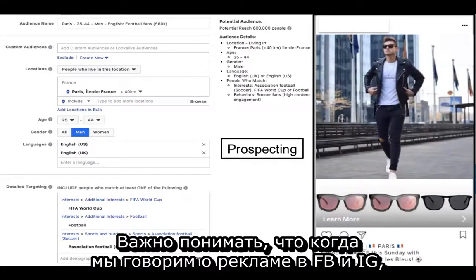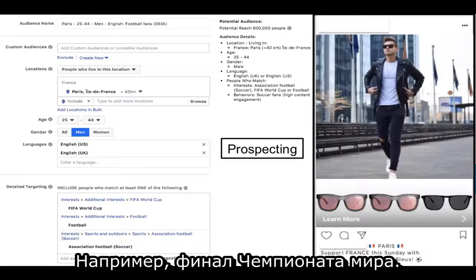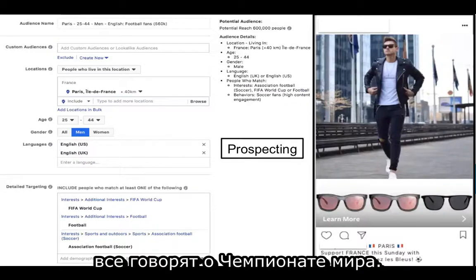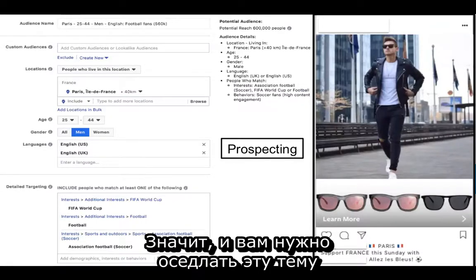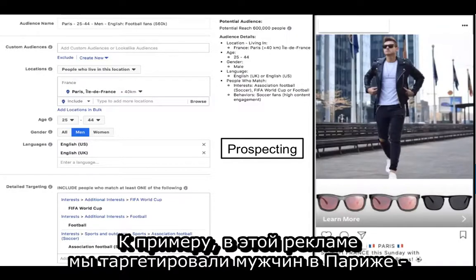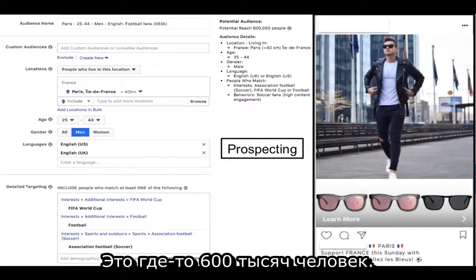Important to know is that when it comes to Facebook and Instagram ads, you should always consider some big society events that are going on. For example, the World Cup final. When a soccer World Cup is going on, everyone's talking about the World Cup, so you can also jump on this train and talk about the World Cup within your ads. For example, what we did here is we targeted men in Paris. So men in Paris that are interested in FIFA, that are interested in football, that are interested in the association of football. Okay, so around 600,000 people.